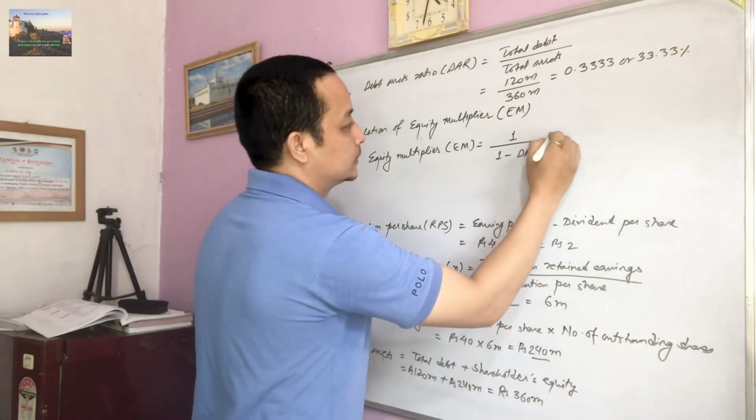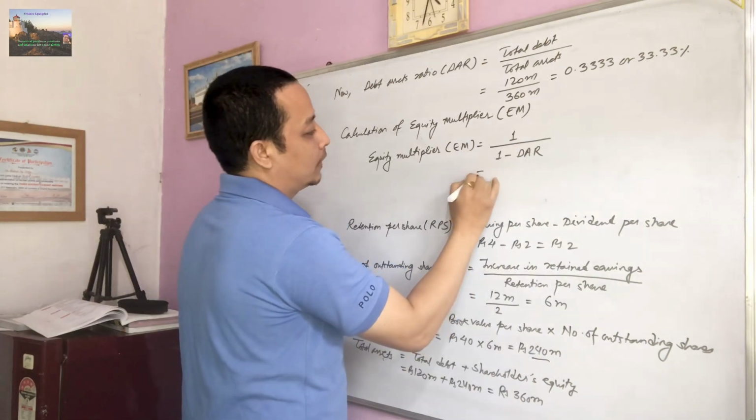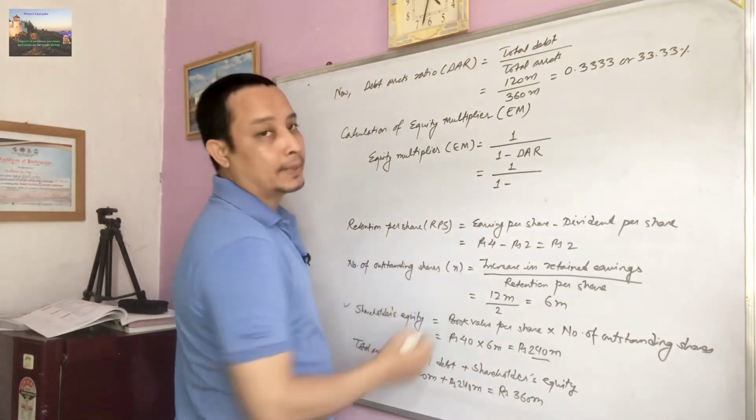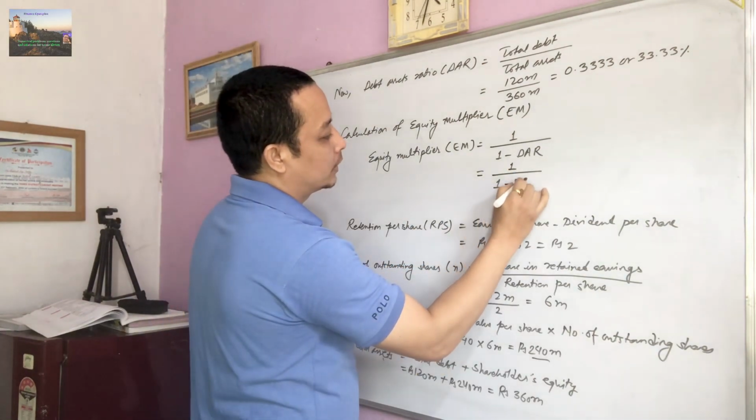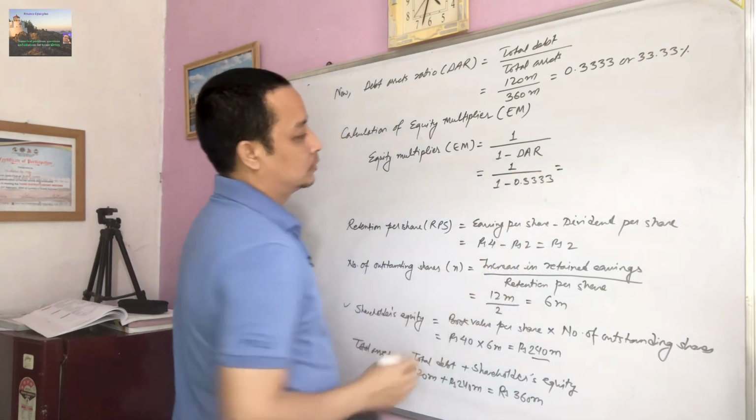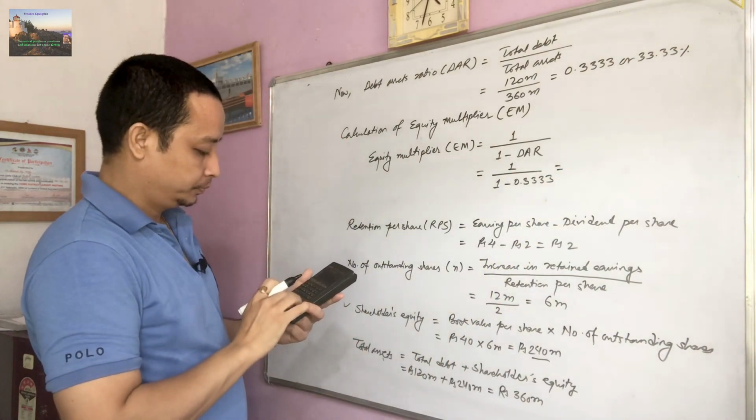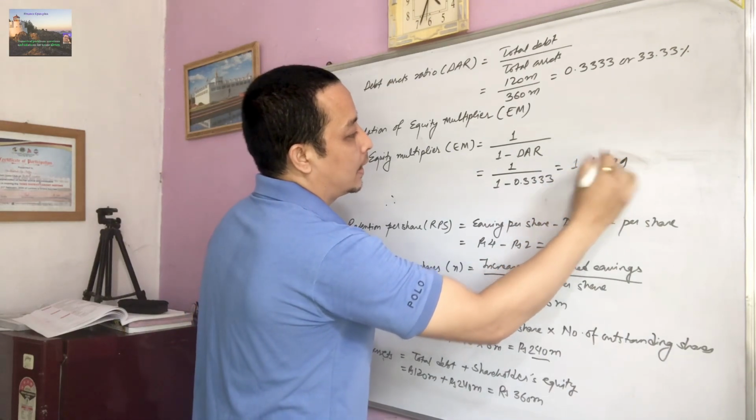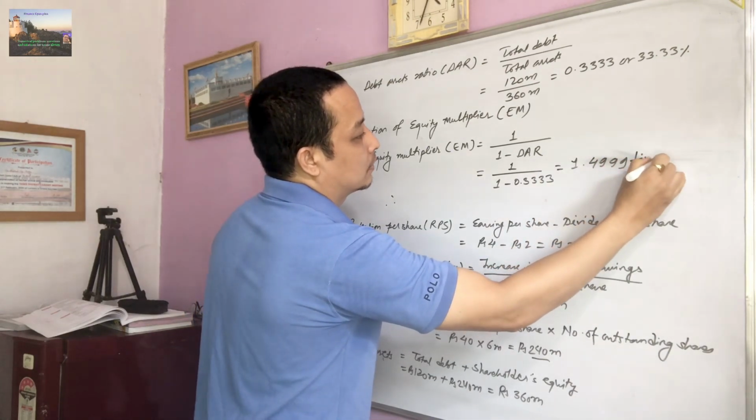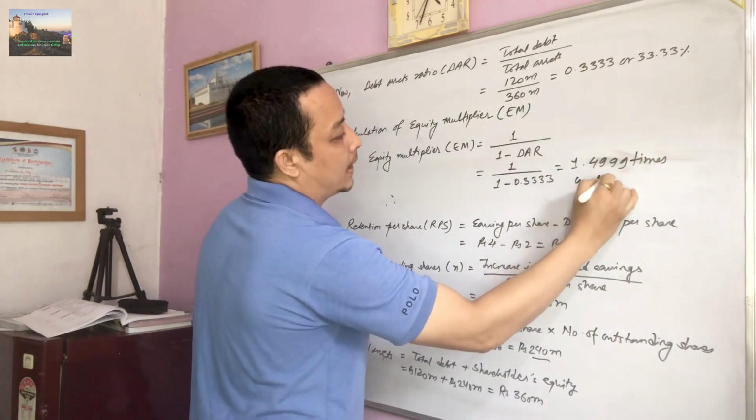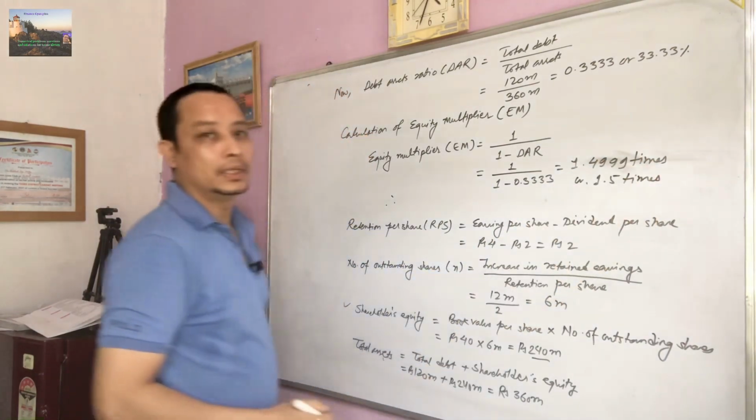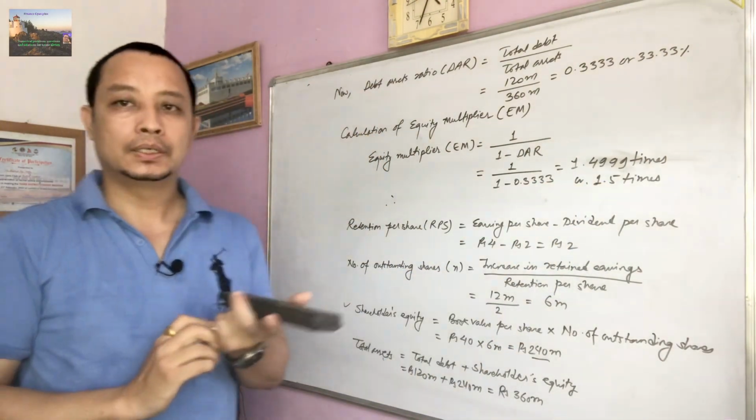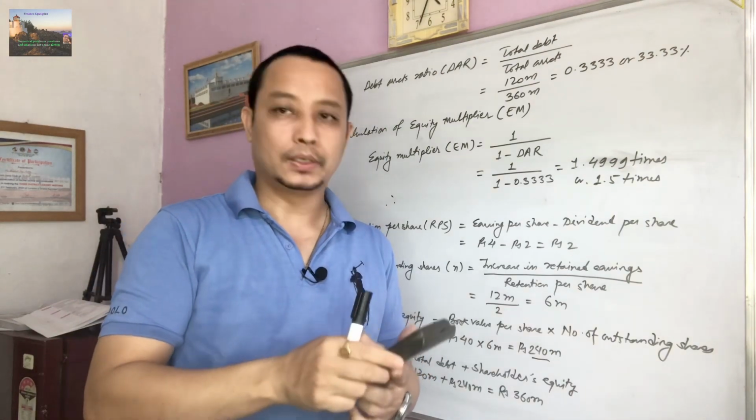So here you can put the values: 1 upon 1 minus, and here you have to put the debt asset ratio in decimal, 0.3333. So now you will get 1.4999 times, or you can write 1.5 times is the equity multiplier of this company. So in this way you can calculate the values for different ratios.